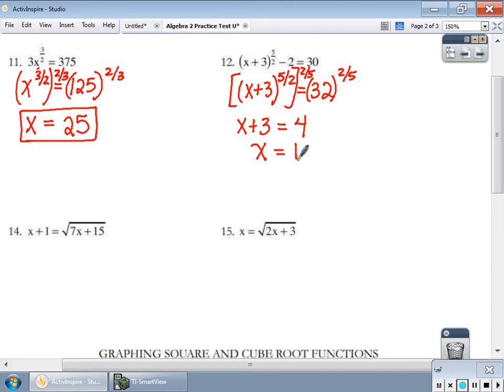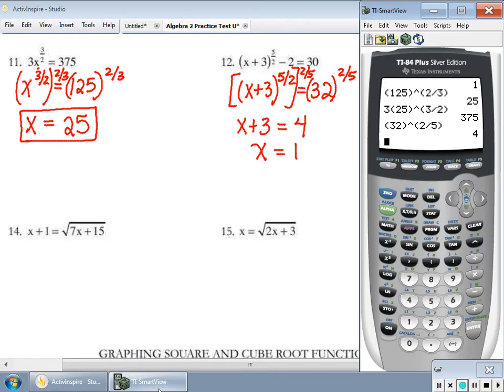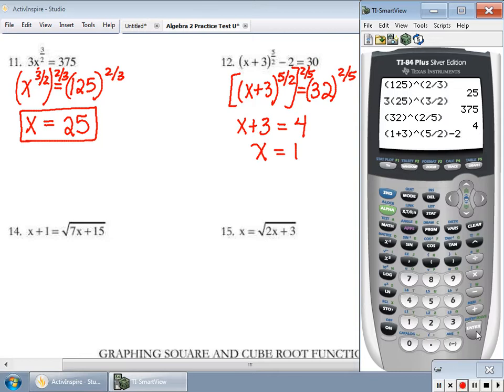Okay, well, we need to check, so I need to plug 1 back into my original equation. So we'll do parentheses 1 plus 3, parentheses. Now we have to the 5/2 power, caret, 5 divided by 2, close parentheses, and then we need to subtract 2. If this is not extraneous, our answer should be 30, and it is.